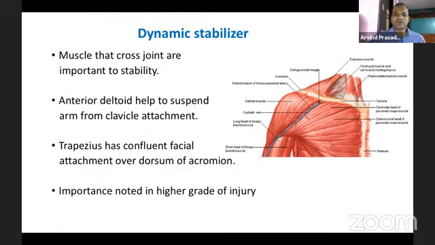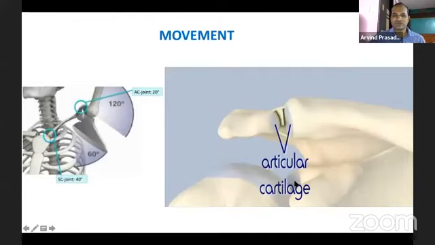Dynamic stabilizers are formed by the muscles around this joint, which are the deltoid anteriorly and the trapezius posterior-superiorly. And these two muscles should be kept in mind when there is high-grade injury to the AC joint, because these muscles get disrupted with a high grade of injury to the AC joint.